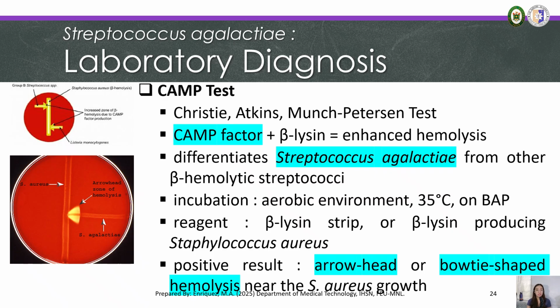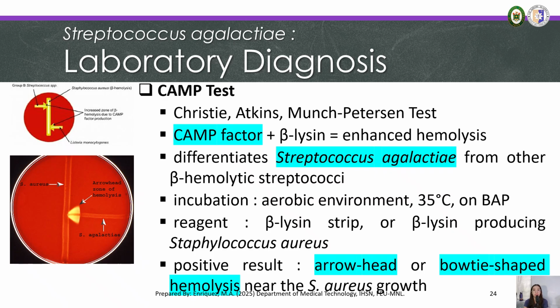Next is the CAMP test or the Christie Atkins Munch Peterson test. This can differentiate strep agalactiae from other beta hemolytic strep. Okay? So let's recall, we have the group A streptococci, right? Strep pyogenes, which is also beta hemolytic. What are the tests that help us differentiate strep pyogenes from all the other beta hemolytic strep? It's the Taxo A and PYR, right? Now, in this case, for strep agalactiae, what test is going to help us differentiate it from all the other beta hemolytic strep? It's the CAMP test.